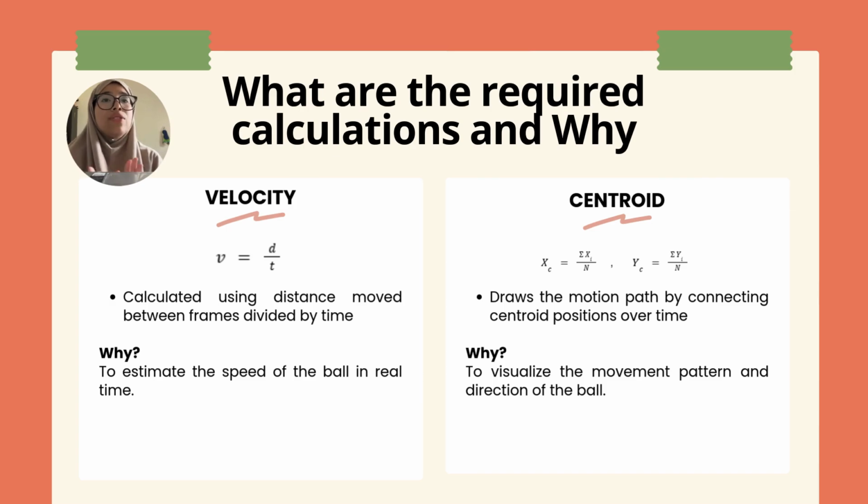Finally, trajectory mapping is performed by storing all centroid positions and connecting them with lines. This allows us to visualize the path of the ball over time and analyze its motion pattern and direction. Together, these calculations allow the system to detect, track, and analyze the movement of the ball effectively.